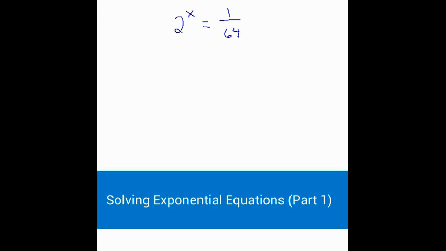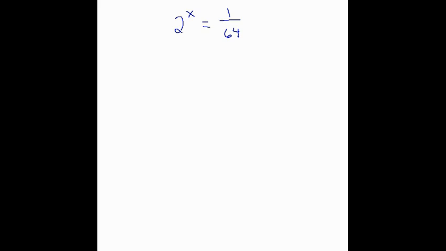In this first video of an exponential equation series, we're going to try and solve this equation. Now, when solving exponential equations, the goal is to try and find common bases. It won't always be possible, but that's the goal. So I know that 64 is 2 to the 6, so 1 over 64 is 1 over 2 to the 6. And then using rules of exponents, I know that 1 over 2 to the 6 is 2 to the negative 6. And once we get this, we're able to drop the bases, leaving us with just x equals negative 6.